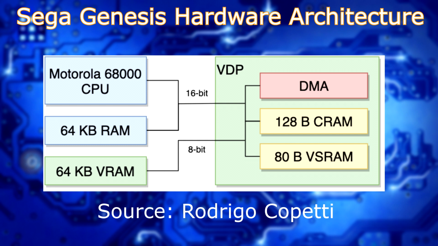The color RAM, or the CRAM, which is 128 bytes, stored 4 color palettes. Each had 16 colors, and the system had 512 colors to choose from. The vertical scroll RAM, or the VS RAM, was essentially used to support horizontal and vertical scrolling. These scroll values would be stored in a different place, like for example in the video RAM, and then transferred over that 8-bit bus to the VS RAM.